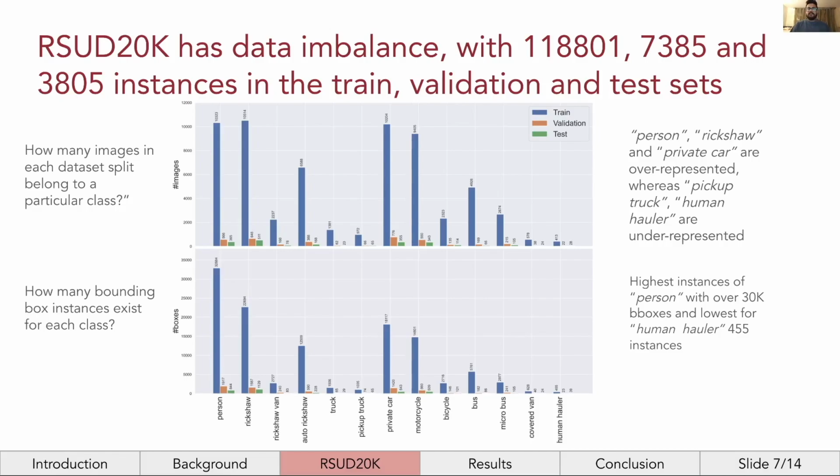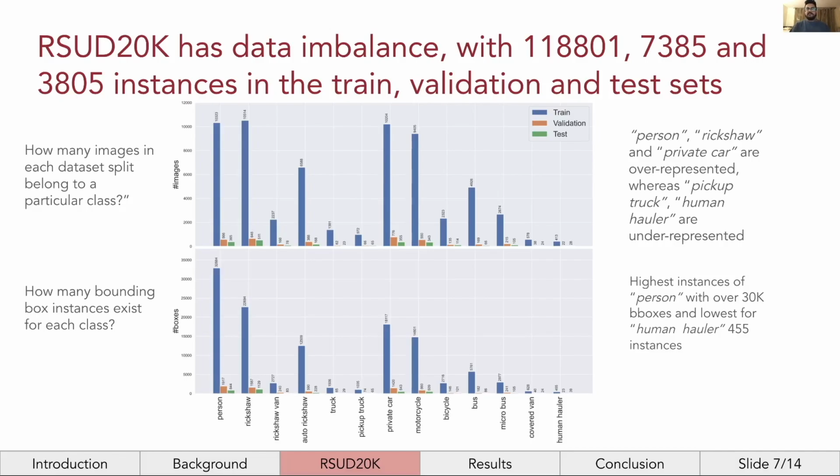RSUD has data imbalance similar to real-world cases. Here we show two plots which basically answer how many images in each dataset split belong to a particular class and how many bounding box instances exist for each class. We identified that the classes person, rickshaw, and private car are overrepresented, whereas pickup truck and human hauler are underrepresented.